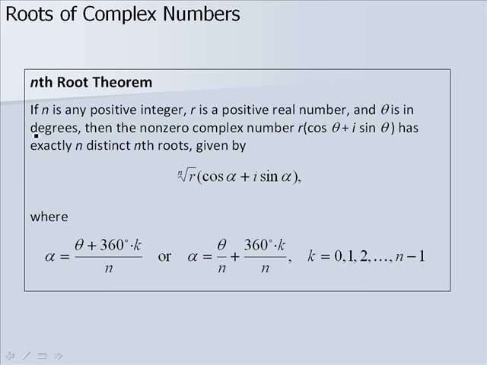Now this can also apply when theta is in radians. So when theta is in radians, we define alpha as theta plus 2 pi times k over n, where k is still 0 through n minus 1.